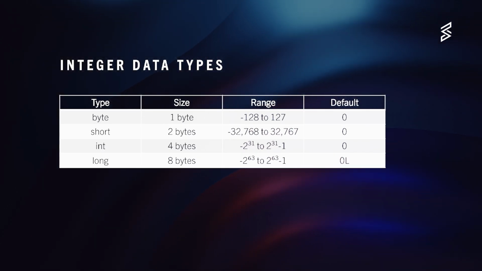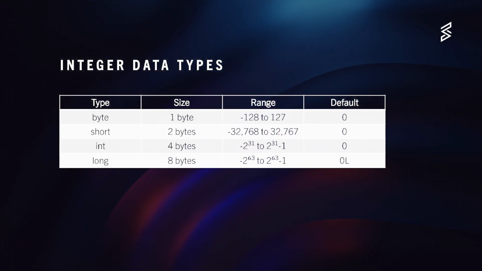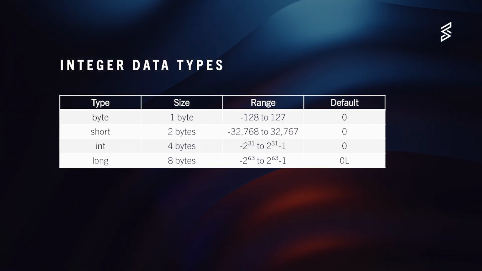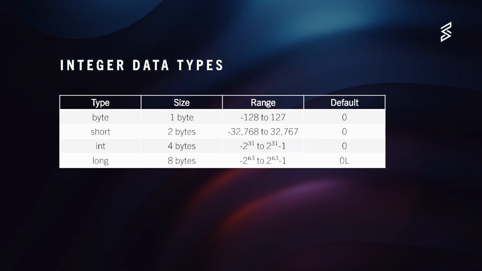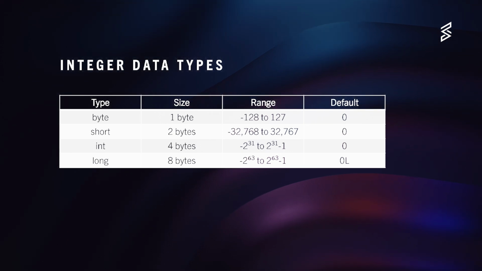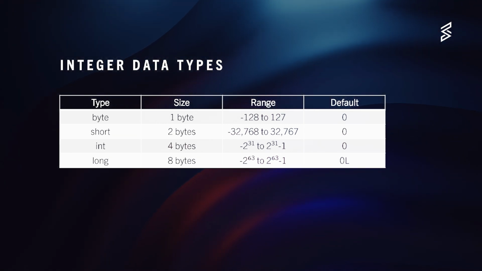Java gives us four kinds of whole numbers: byte, short, int, and long. Each one takes a different amount of memory. For example, byte uses less memory and is good for small numbers, while long is used for really big numbers. The bigger the size, the more numbers it can hold.